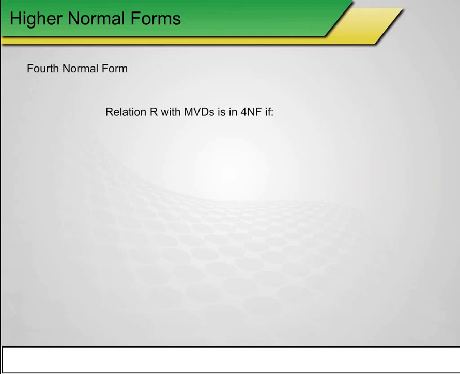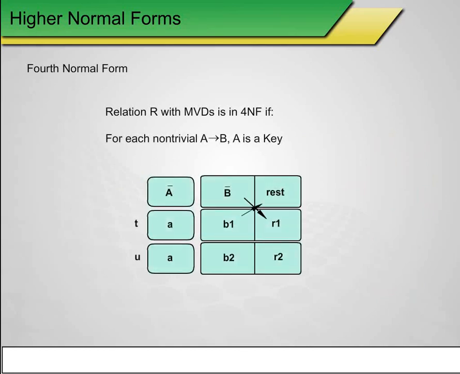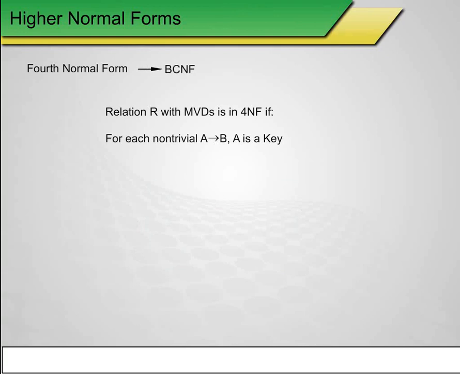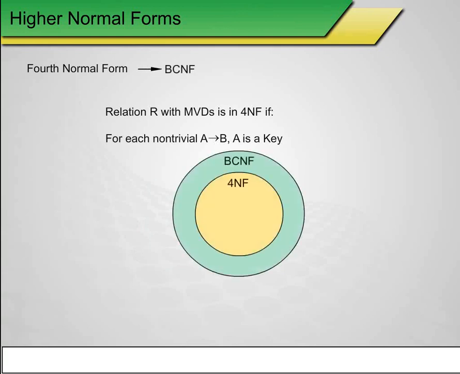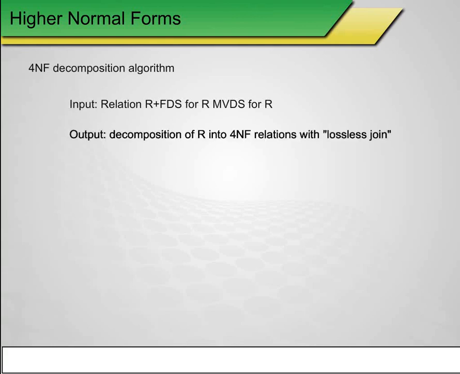Fourth normal form. Relation R with MVDs is in 4NF if for each non-trivial A to B, A is a key. BCNF: A to B, A is a key.